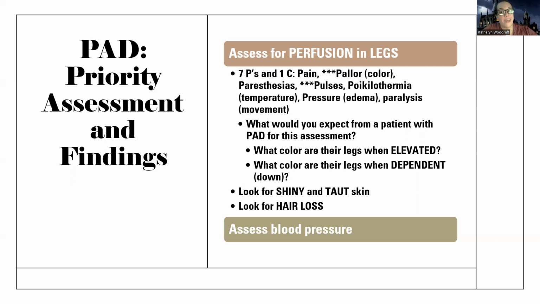So 7 Ps, and I'm going to count them with my fingers. There's pain, pallor, paresthesias, pulses, poikilothermia, pressure, and paralysis. So I do have 7. Anyway, let's go through them.